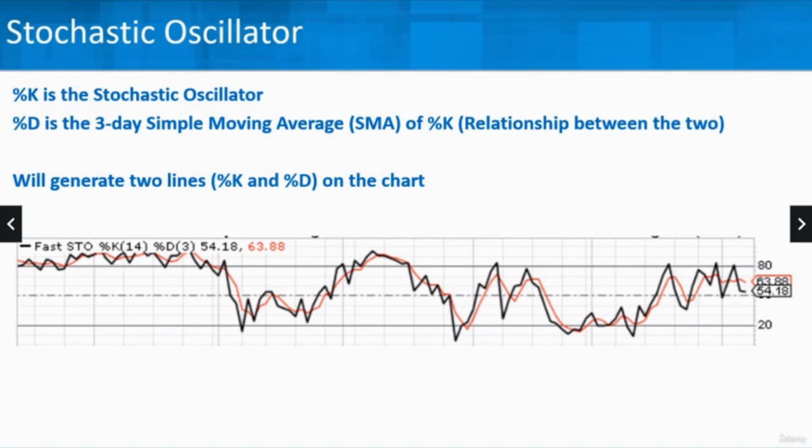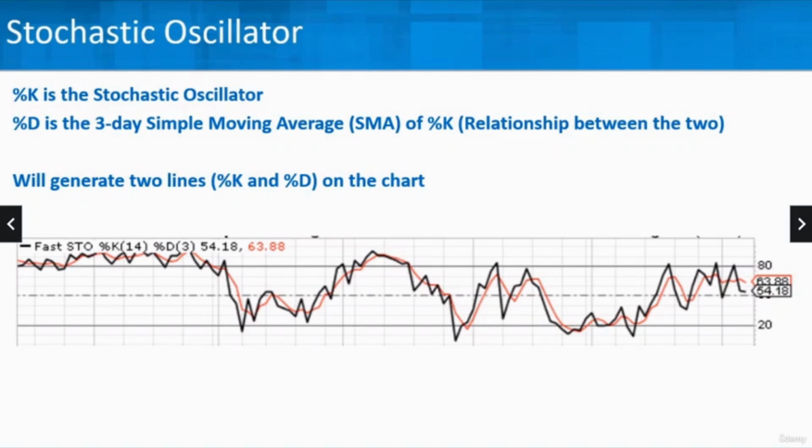And what it's going to do is generate two lines on your chart. You can see here where it says STO, stochastic oscillator. The percentage K is 14 days. That's the default. The percentage D is 3, because that's the 3-day simple moving average. So that's the default too. It generates two lines, and you can see the two lines here right on the chart.